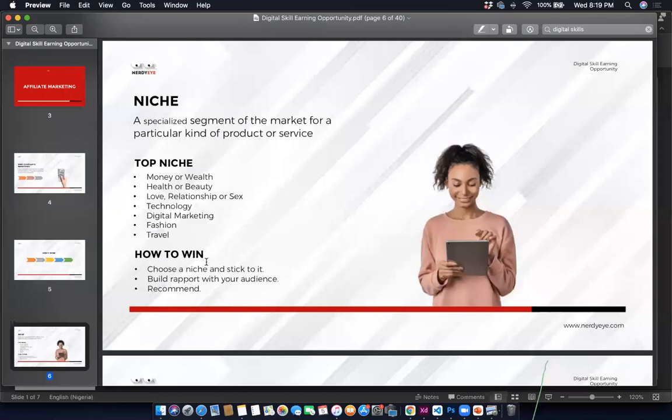So how to win in affiliate marketing is to choose a niche and stick to it, build rapport with your audience, and recommend. Now, the most important thing about this particular thing is what? Your audience. Traffic.